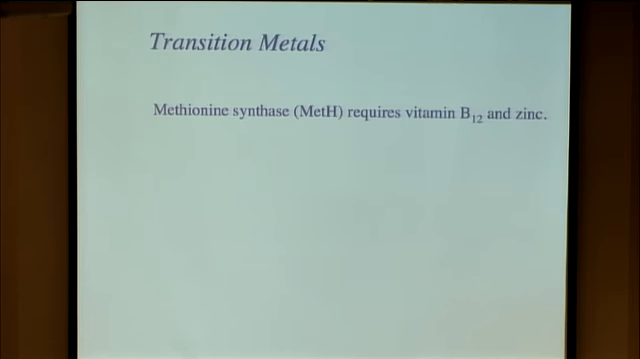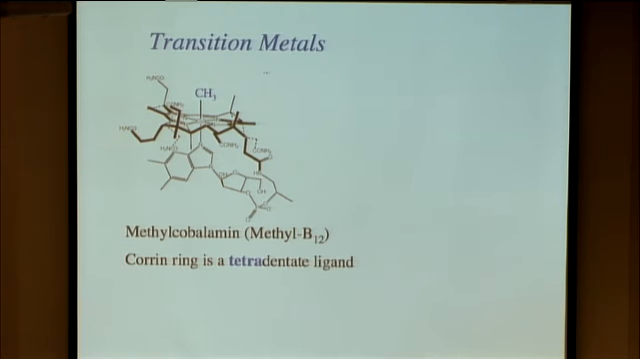Now let's talk about transition metals. So this particular enzyme needs two different kinds of transition metals. It needs cobalt in the form of vitamin B12, and it also needs zinc. So we talked about methylcobalamin. Cobalamin is another name for vitamin B12, and here we have a methyl ligand. CH3 is a methyl ligand coordinated to the cobalt in the center.